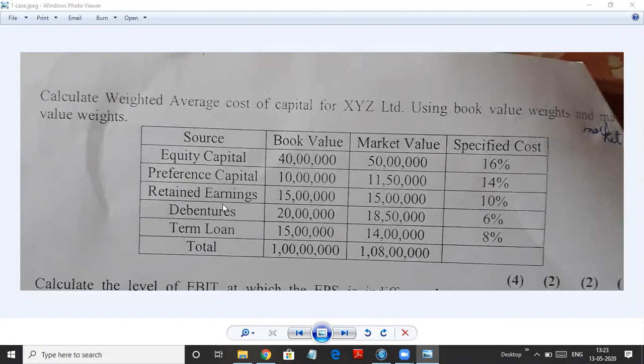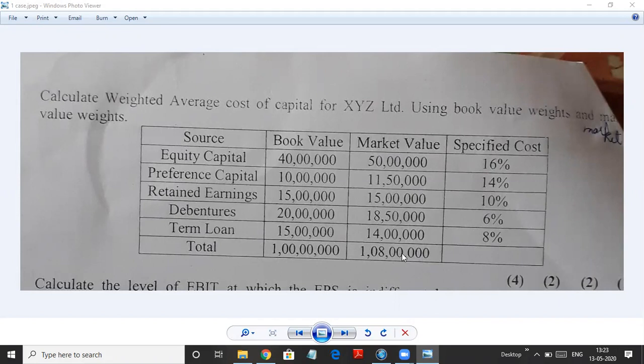So they have given you the sources of capital. The company has borrowed from equity, preference, retained earnings, debentures, and they have taken a term loan. This is the amount that they have borrowed in the book value that comes to almost 1 crore, and these are the market values. They had borrowed equity of 40 lakh in book value, but now the market value, the share price has increased, so the market value is 50 lakh. Similarly, is the case with others.